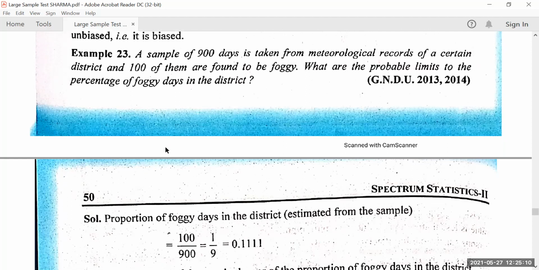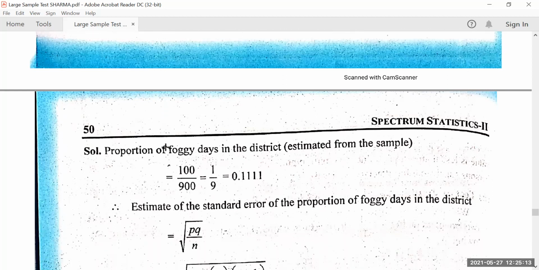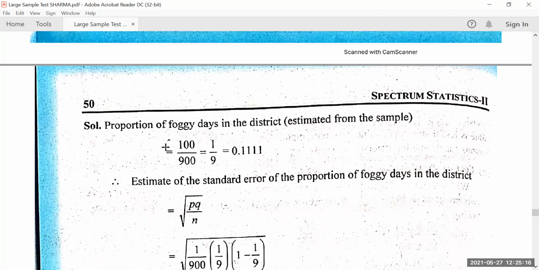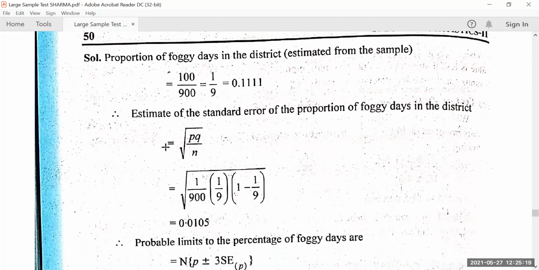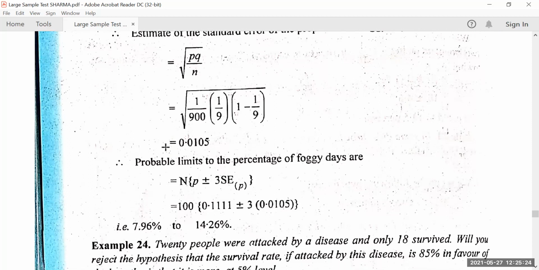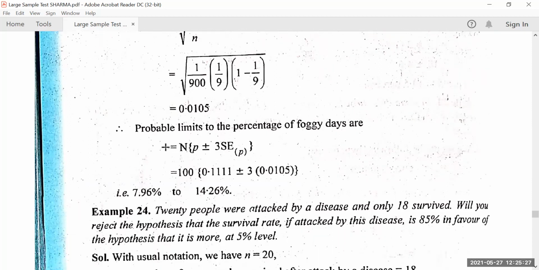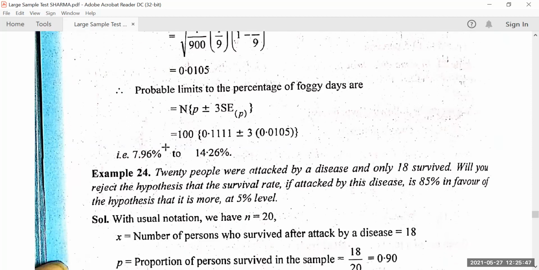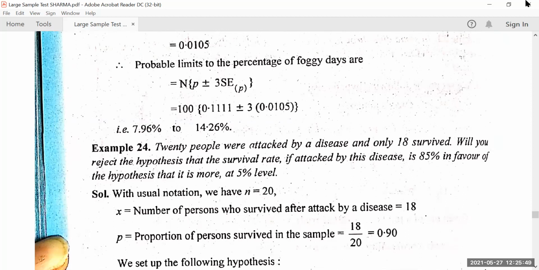Exactly as you did before, here too you will first find the standard error. The estimate of the standard error of the proportion of foggy days is by the formula under root of PQ by N. So you will put in the values. Then the probable limits for the percentage of foggy days: for percentage you will multiply by 100, as before. The formula is the same: P plus minus 3 times standard error of P.